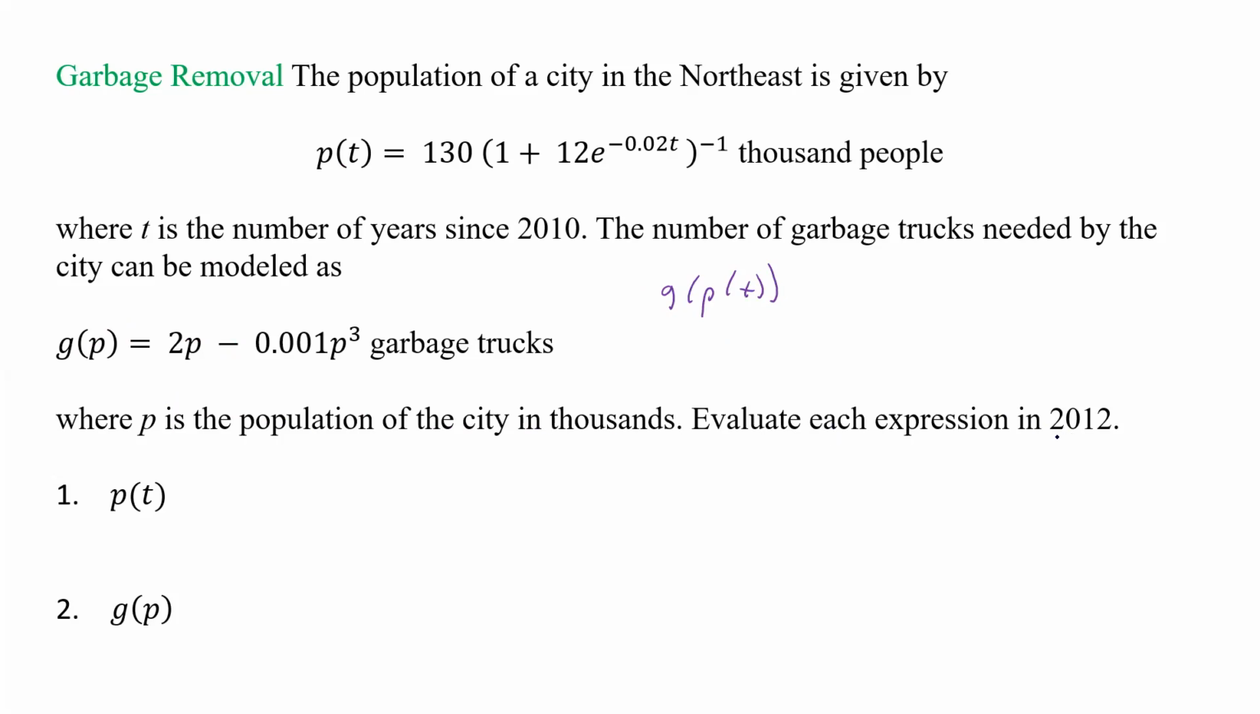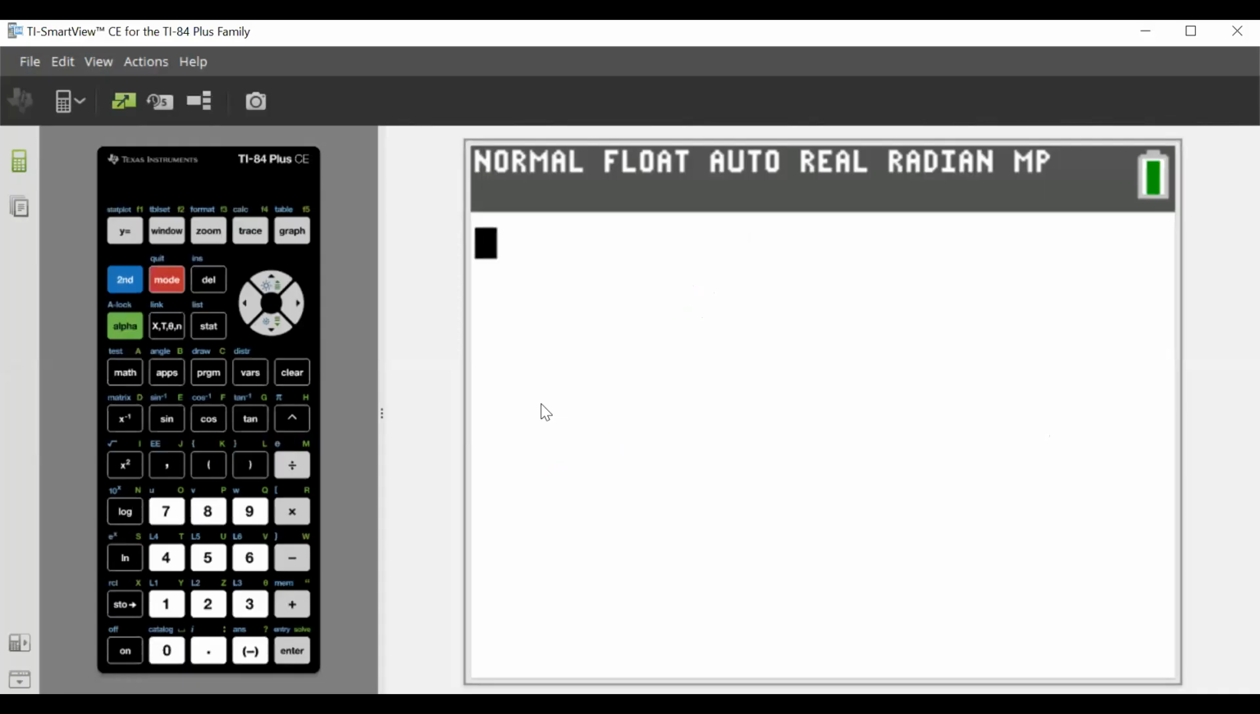And again, the p is the population of the city in thousands. And we're supposed to evaluate each expression in 2012, which is when? Well, that's when t equals 2. Okay, well, that means for this one, all we need to do is say P of 2. And we just plug in 2 here. So that's going to be 130 times (1 plus 12e to the minus 0.02 times 2), and then raised to the negative 1.